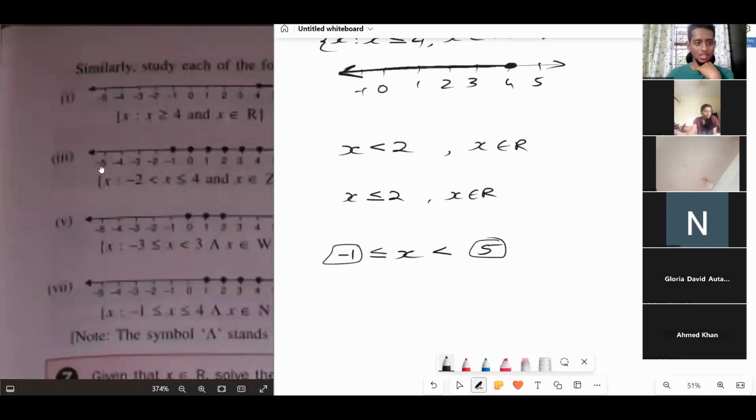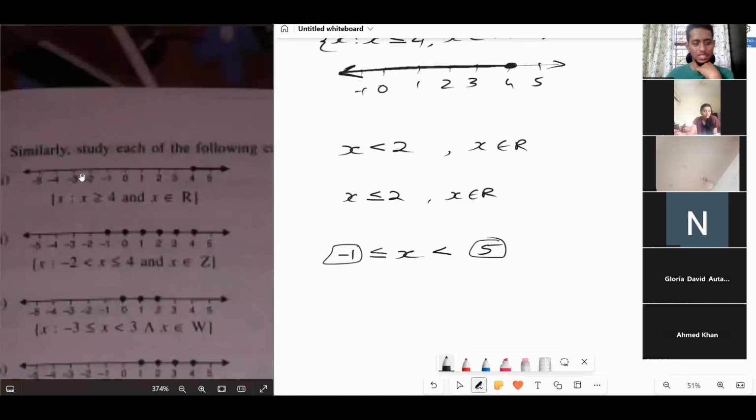There are some here, but the answers are given. Don't look at the answers. Just look at the numbers. It's not clear, I don't know if you can see. But here 4, from 4 onwards. So how is this? X is greater than equal to 4. And x is real numbers. Next one.